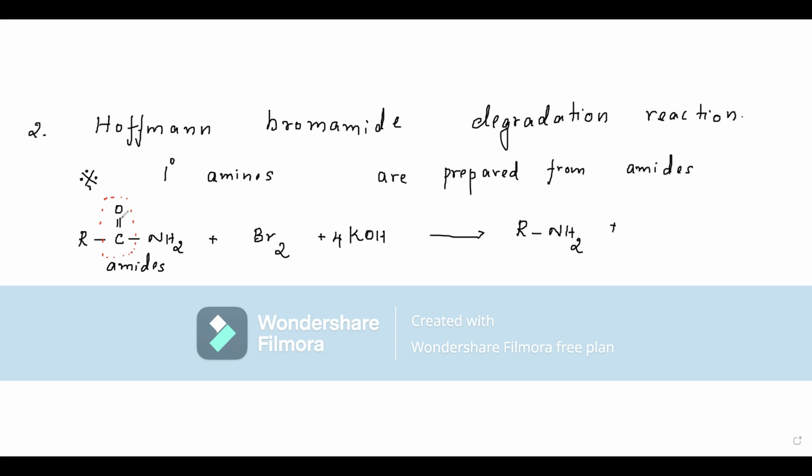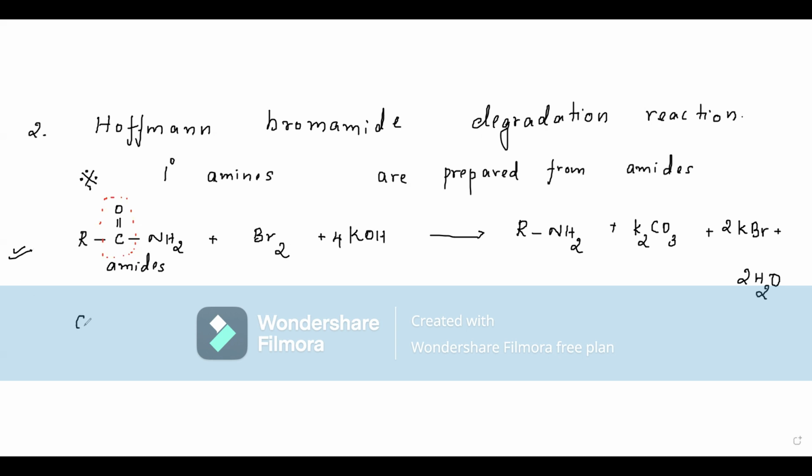Where will the CO go? CO will combine with or interact with KOH, and it will give us K2CO3, potassium carbonate, as well as bromine is also interacting with KOH, giving potassium bromide. Along with this, water molecules are also there. So learn this general equation, and you can apply it in any given situation.